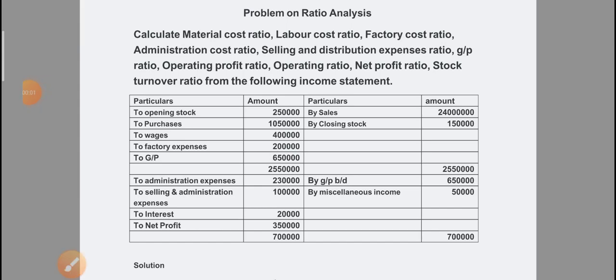Hello everyone. In this video, let's solve a problem on ratio analysis.